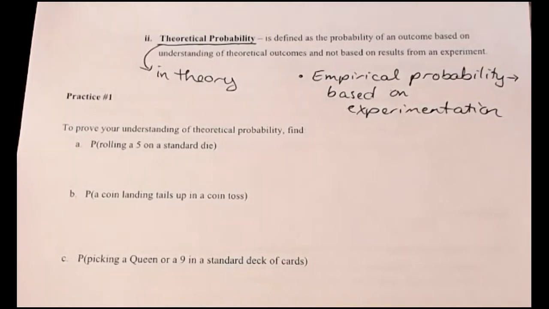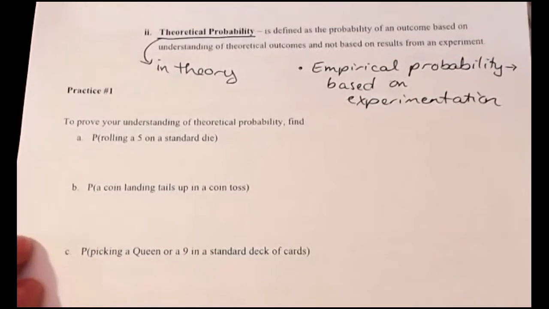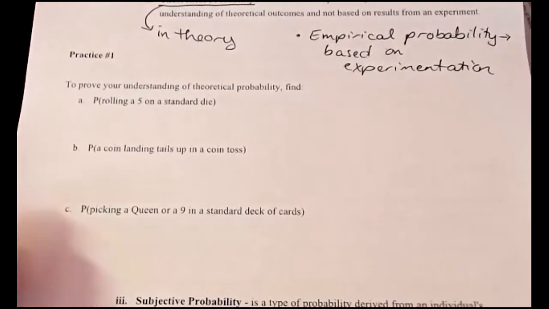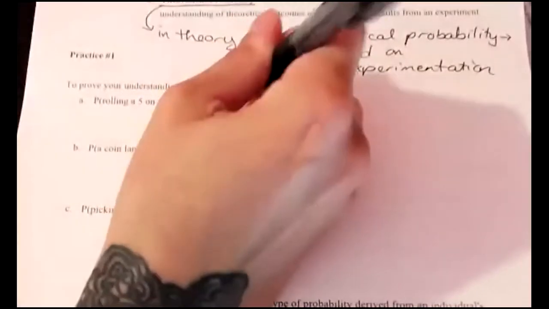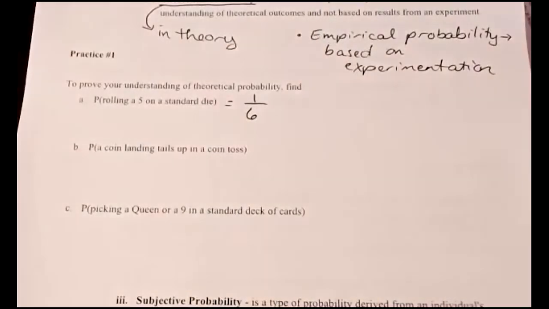Good. Now I want to actually answer some of these so you can shout out what your thoughts are for these. So to prove your understanding of theoretical probability, let's find the probability that you roll a 5 on a standard die. What's the likelihood that when you roll a die, it lands on 5? 1/6. Perfect. One of those outcomes is a 5. There are 6 total outcomes.